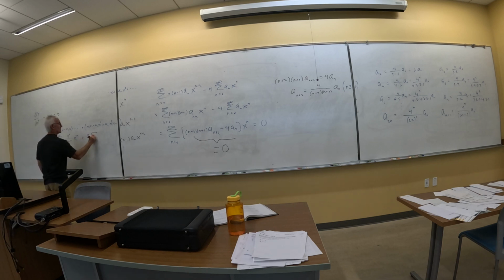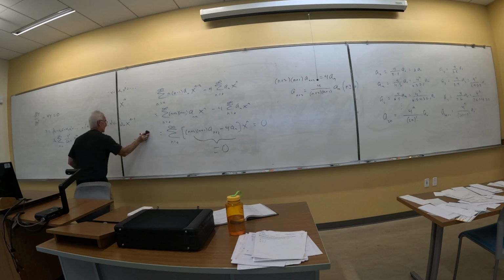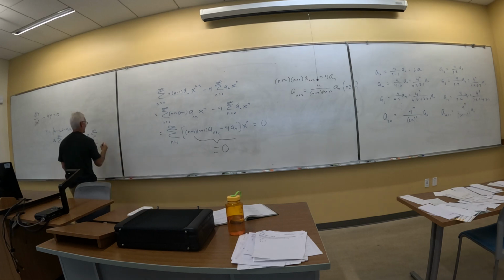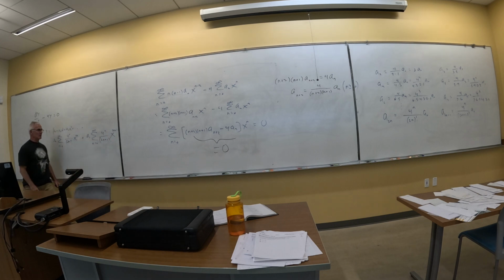Plus A1 times... You are very happy if you could write something in this form. You are very happy. So we got too much stuff here. All right, so what's going to go here? Well, basically that. So I'm going to have 4 to the n over 2n plus 1 factorial, x to the 2n plus 1.